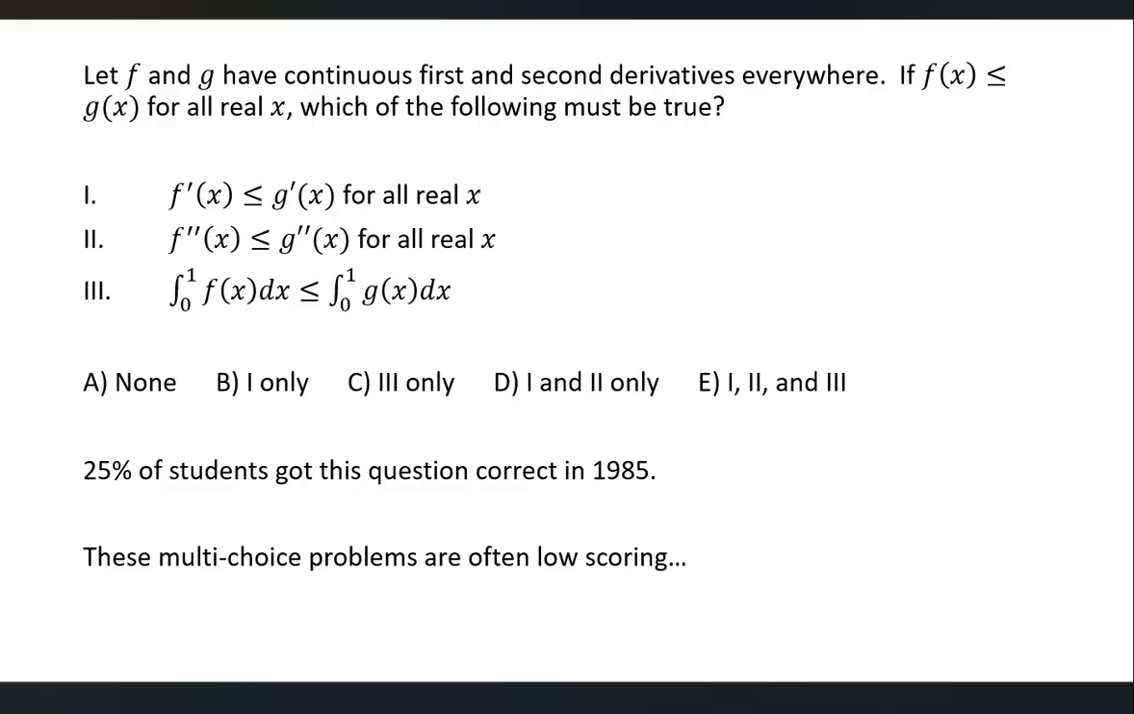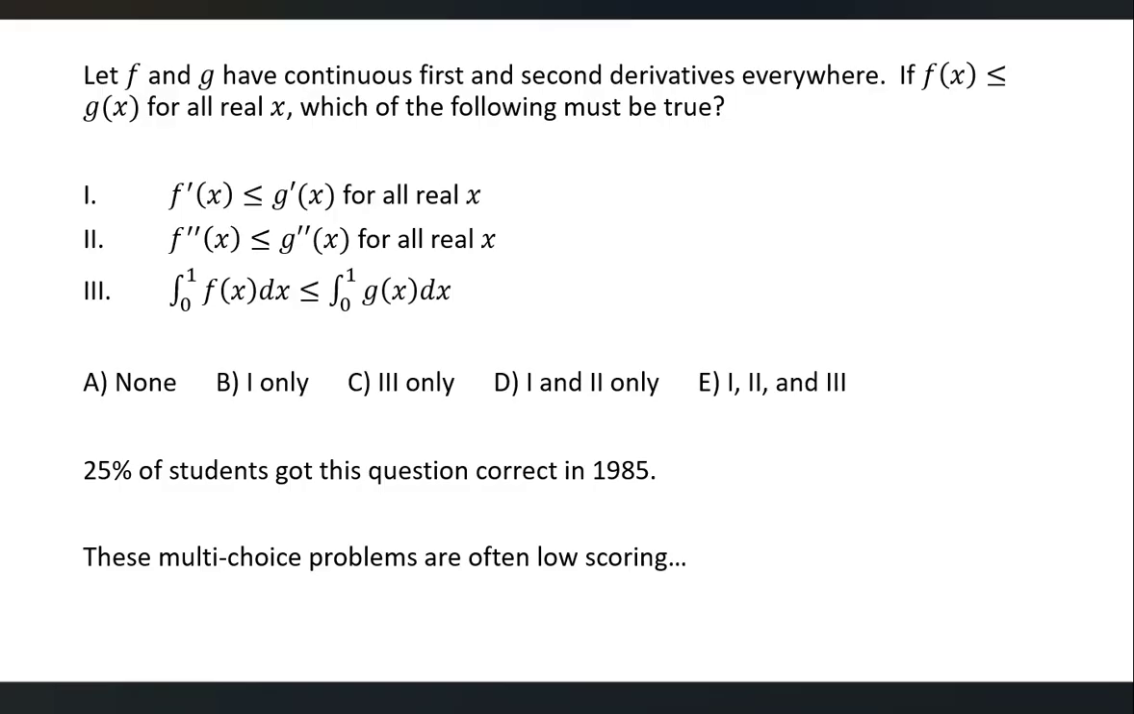Let f and g have continuous first and second derivatives everywhere. If f of x is less than or equal to g of x for all real x, which of the following must be true? Choice 1, f prime is less than or equal to g prime for all x. Choice 2, f double prime less than or equal to g double prime for all x. Choice 3, integral from 0 to 1 of f of x dx less than or equal to integral from 0 to 1 of g of x dx. Okay?